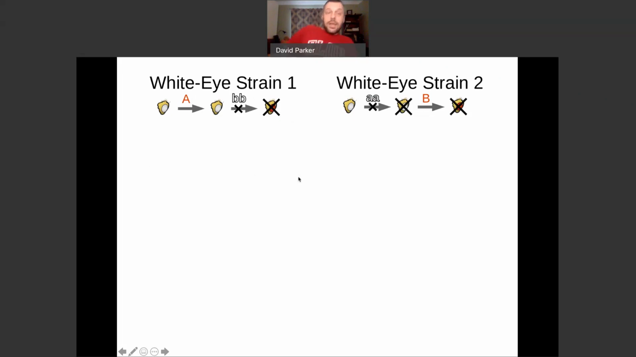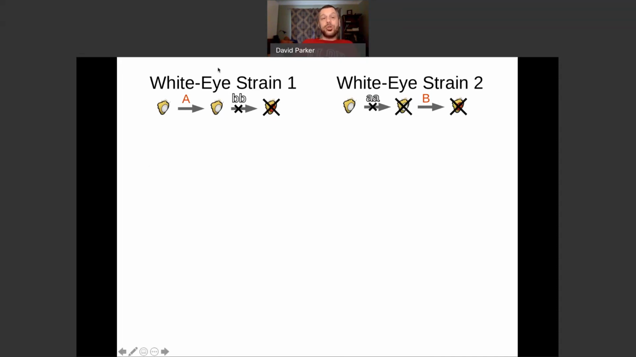So here we have an example of two white-eyed fly strains. They're white for different reasons. This white eye is because it's homozygous for gene B, which is required at the second step in this pathway. Over here we have a second strain, which is also white-eyed, same phenotype, but for a different reason. This is homozygous mutant for gene A, which is required for this intermediate step in this pathway to red eye.